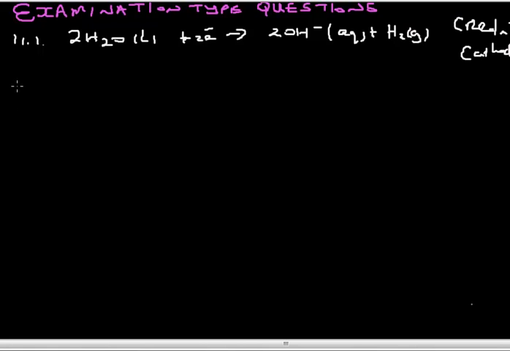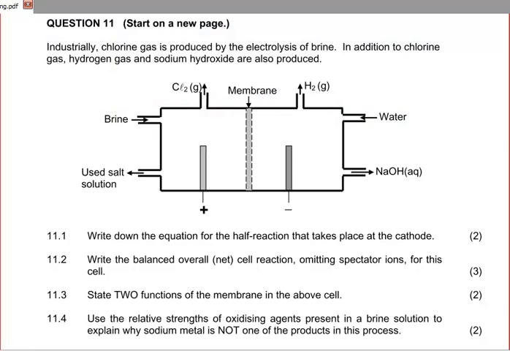Then the second question says, write the balanced overall net cell reaction omitting spectator ions for this cell reaction. So here we are told that we are supposed to write a balanced net reaction, and we are supposed to omit spectator ions. Now there is need for you to understand what spectator ions are.